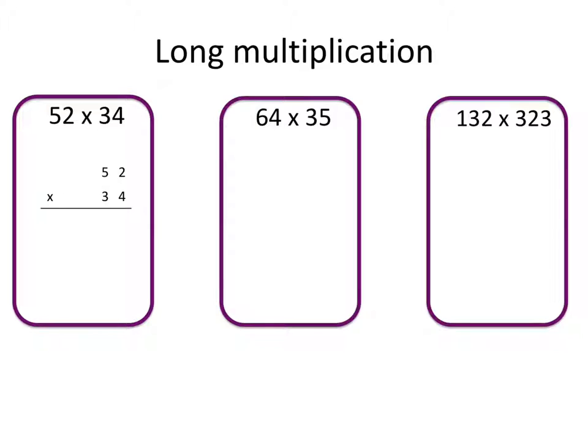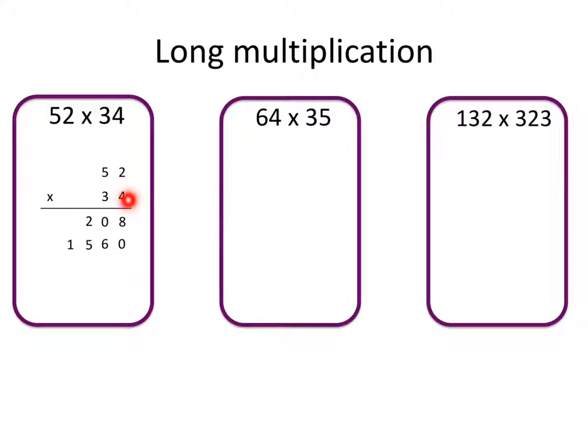So let's start multiplying. 4 times 2 is 8 and 4 times 5 is 20. So I can write my 20 down like this. Now I have completed my units, and because I've completed my units, I can now write down a placeholder and move to my tens. So 3 times 2 is 6, and 3 times 5 is 15.